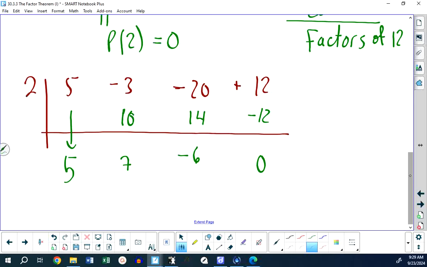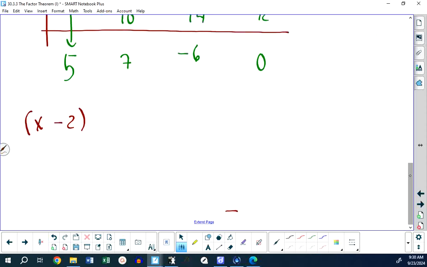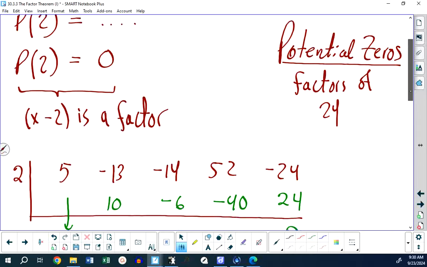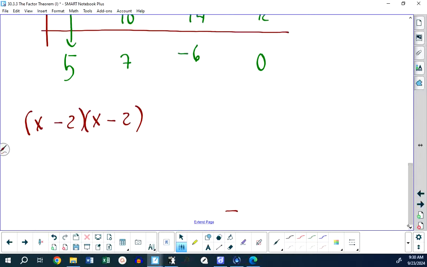So what does that mean? And then we had that degree 3 polynomial, but we factored out of that a further x minus 2. I want to go back and check something here. I want to make sure that I did in fact write up here that x minus 2 is a factor. And then we have 5x squared plus 7x minus 6, which we factor.